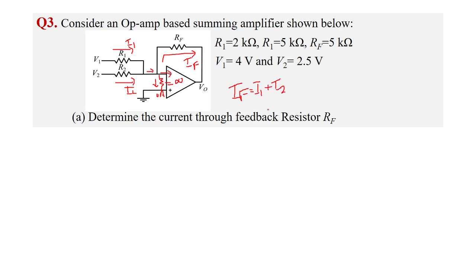So this is the feedback current. The question is to determine the value of IF. In order to determine the current IF, we can find the currents I1 and I2 and just sum them up.